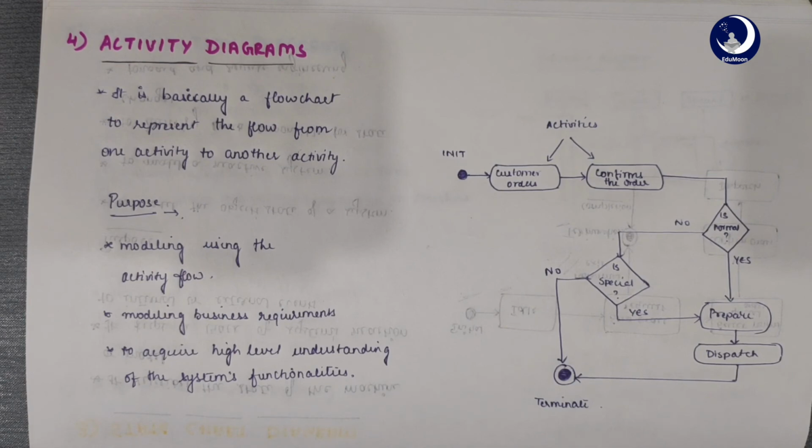The activity diagram is the last section of the behavior diagrams. The activity diagram is basically a flow chart to represent the flow from one activity to another activity in the system. The purpose of activity diagrams is to model a system using the activity flow. They are also used to model the business requirements for a particular system. Using the activity diagrams, we can acquire a high-level understanding of the system functionalities. Now let's look at the activity flow diagram.